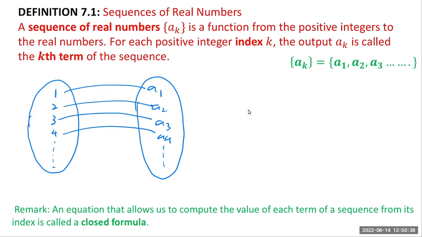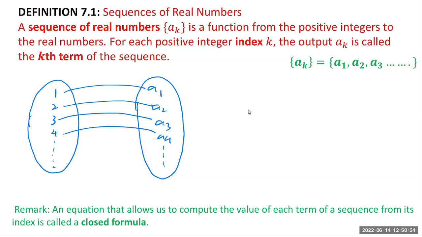This mapping is what we call the sequence {a_k}. Here is another notation for the sequence: {a_k} is equal to a_1, a_2, a_3, dot dot dot. This dot dot dot means the terms continue forever.